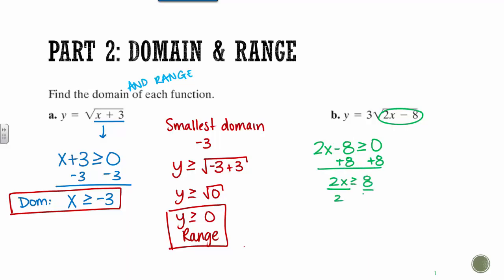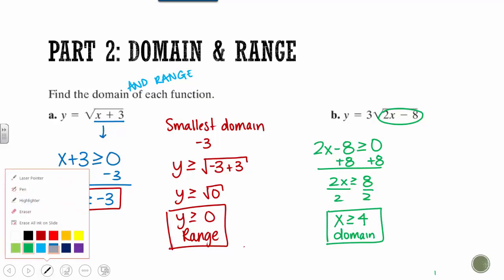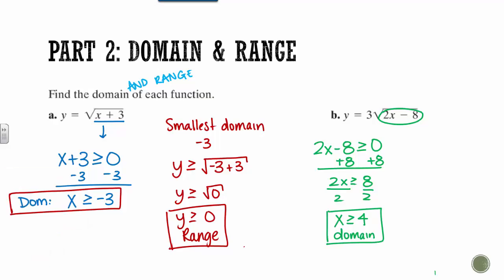Divide everything by 2. So we get our x values need to be greater than or equal to 4. That's our domain. Now our range is what happens when we plug that in. So remember, you take your smallest domain value, which in this case is 4, and we're going to plug that in. So smallest domain is 4.